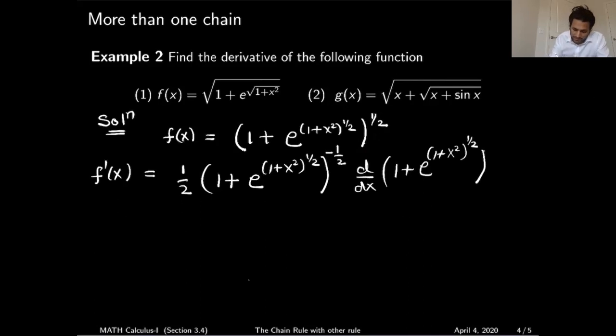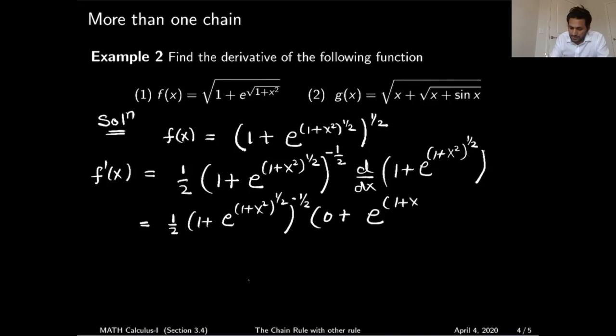And then if I simplify, this is going to be 1 half, 1 plus e raised to power 1 plus x squared to the power 1 half, all to the power negative 1 half. And the derivative of 1 is 0. The derivative of e to the power x is e to the power x, but there is a chain inside, x squared to the power 1 half. So I will take the chain and multiply by the derivative of the outside. The top is the inside function of the exponential, so it's going to be 1 plus x squared to the power positive 1 half.